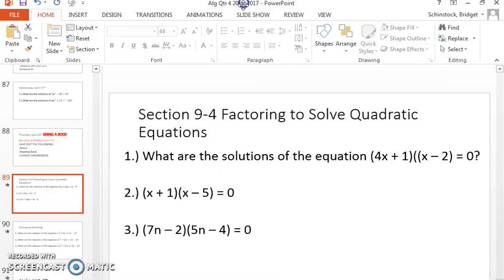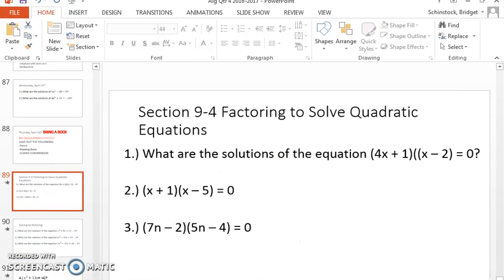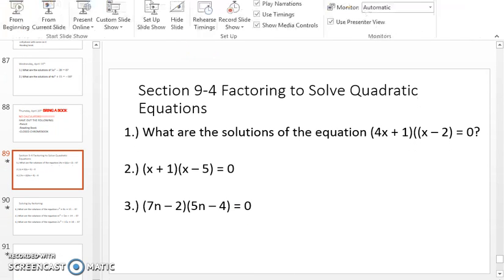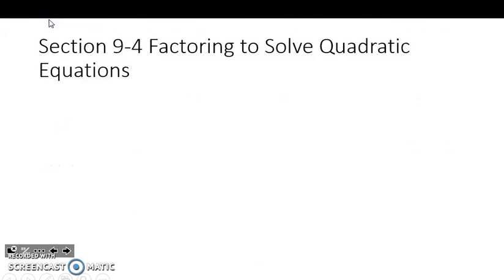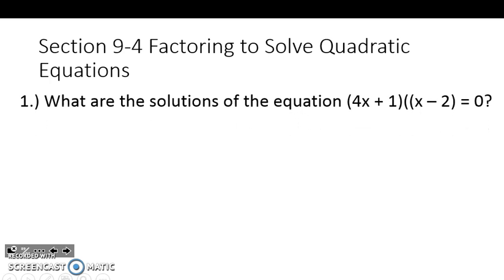Okay, guys, so we are going to be factoring to solve quadratic equations. So this is kind of putting the two things that we've been doing together, okay? So there's always going to be two solutions or two possibilities whenever we are factoring quadratics, okay?